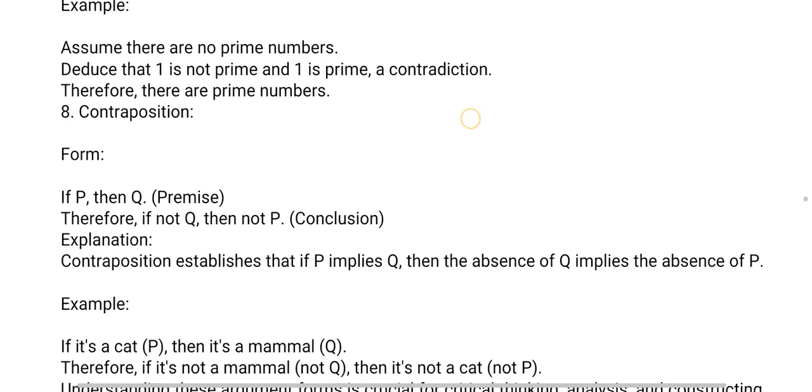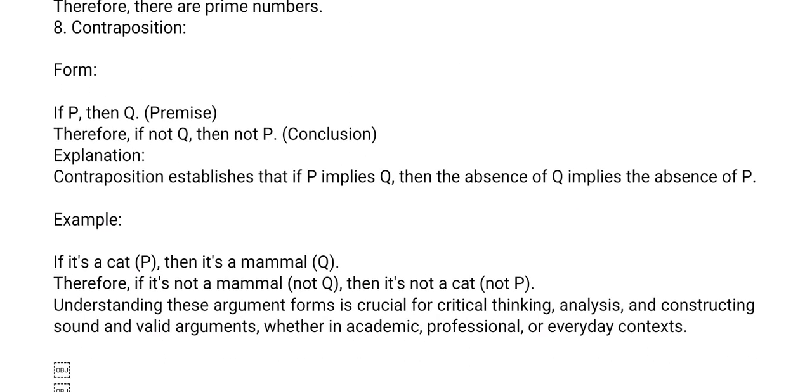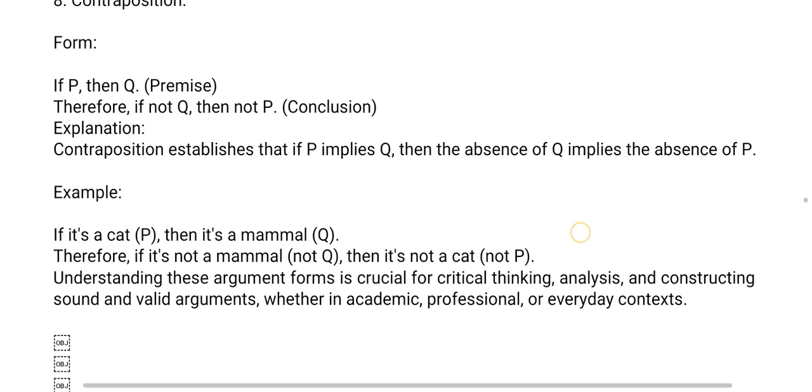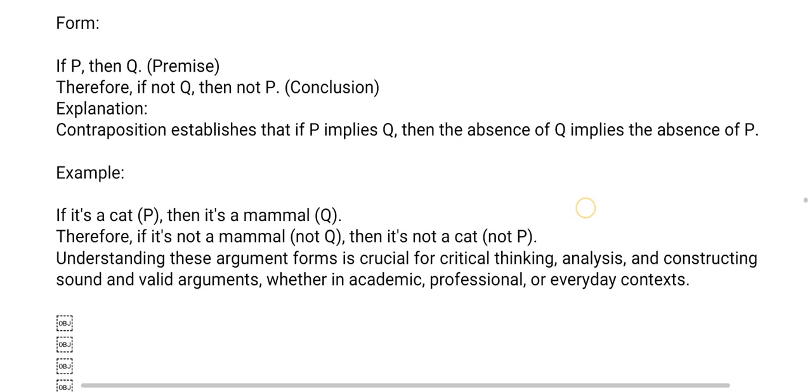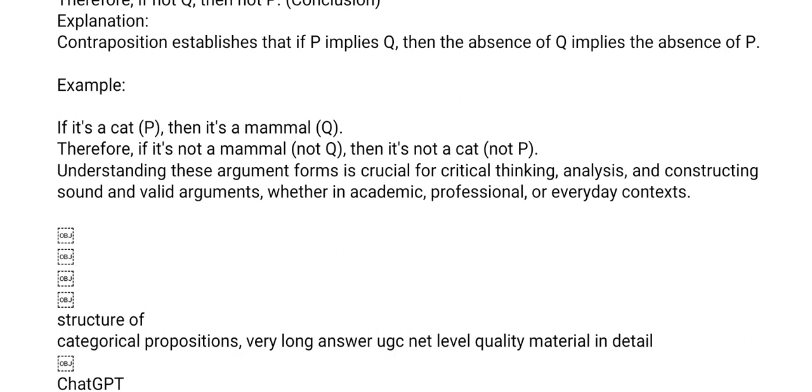Then contraposition. If P, then Q. Therefore, if not Q, then not P. Contraposition establishes that if P implies Q, then the absence of Q implies the absence of P. Example: if it is a cat, then it is a mammal. Therefore, if it is not a mammal, then it's not a cat. Understanding these argument forms is crucial for critical thinking, analyzing, and constructing solid and valid arguments, whether in academic, professional, or everyday contexts.